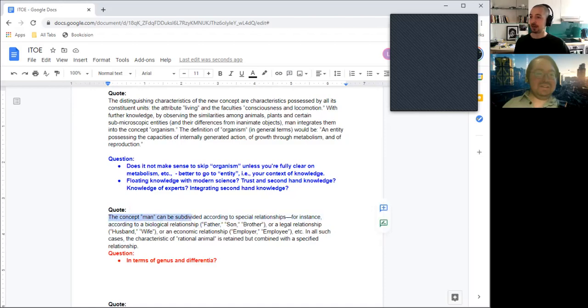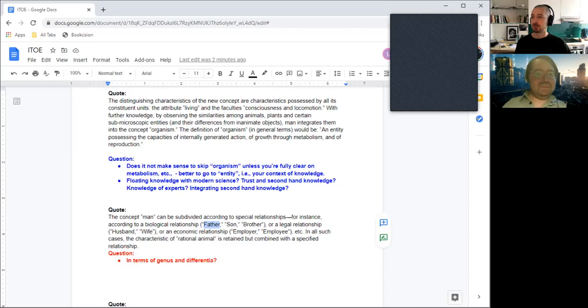The concept man can be subdivided according to special relationships. Yep. So what would father be in terms of genus and differentia? What would be the genus of father? That's a biological relationship. But when I look at father and I say, okay, what is the genus and the differentia? Maybe the genus could be man or male. Okay.